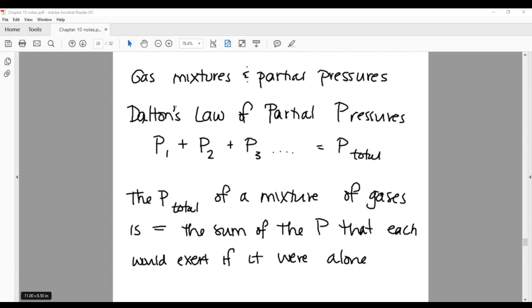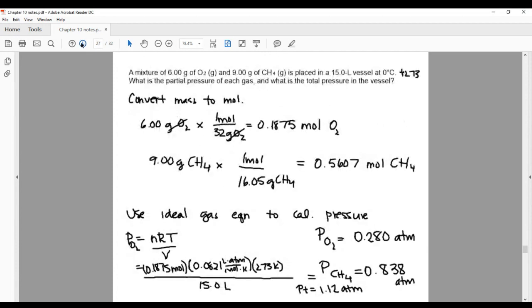So this allows us to determine the pressure of a gas or a mixture of gases when we know the individual pressures, or it allows us to calculate the individual partial pressures of the gases in a mixture if we're given our total pressure and our mole fraction, how much of each gas we have. So that's Dalton's law of partial pressures.